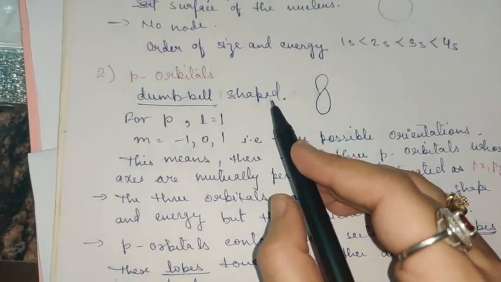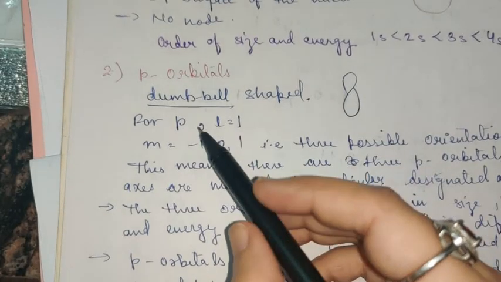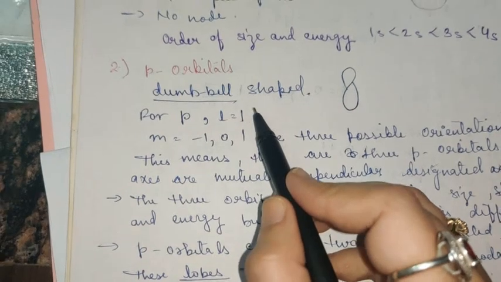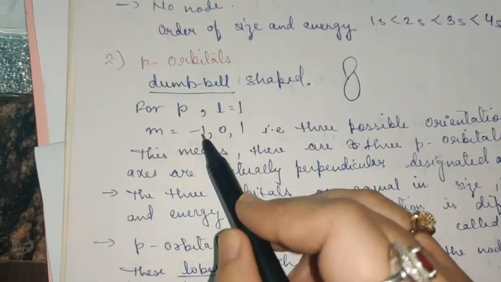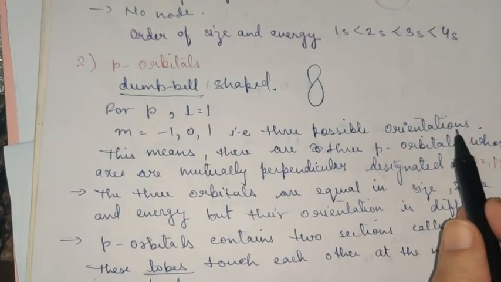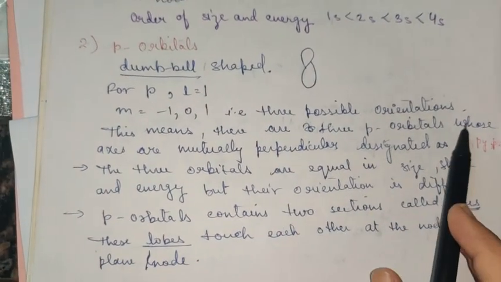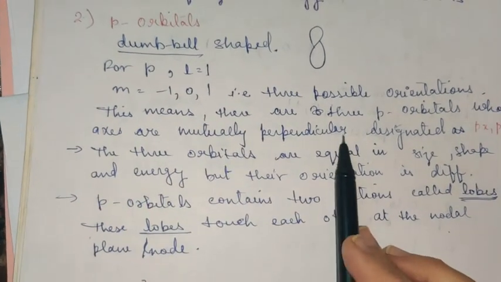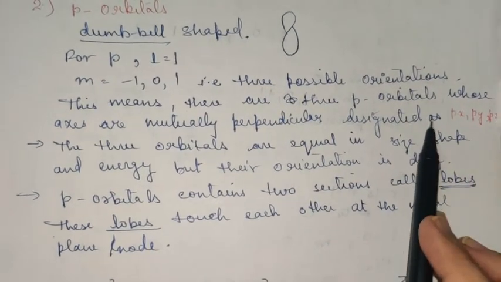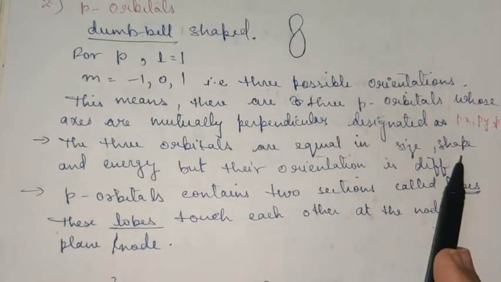One very important thing: if you remember, the p subshell has how many orbitals? The p subshell has 3 orbitals, because for p the value of l is 1, the azimuthal quantum number is 1, and the values of m are -1, 0 and 1. There are 3 possible orientations for the p subshell. This means there are 3 p orbitals whose axes are mutually perpendicular, designated as px, py and pz, depending upon on which axis the two lobes lie. The 3 orbitals are equal in size, shape and energy.